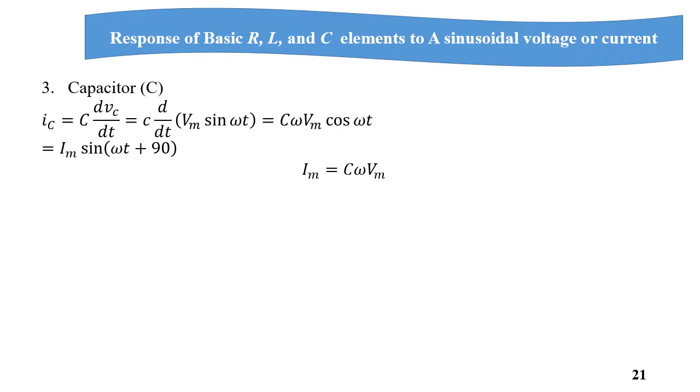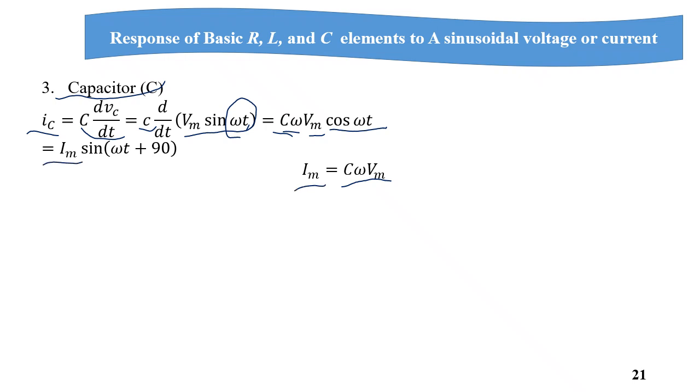The third element is the capacitor. For the capacitor, we have IC equal to C dV by dt, C and the derivative by dt of V, which is equal to V maximum sine omega t. We have the derivative of the sine equals cosine, and the derivative of the angle, which is equal to omega, then multiplied by C and V maximum to complete the term. We have C omega V maximum will be the maximum value of the current.